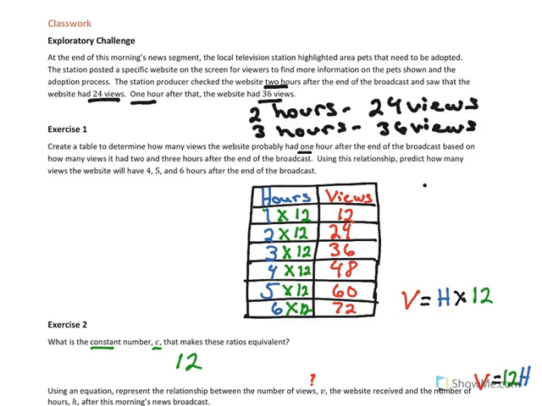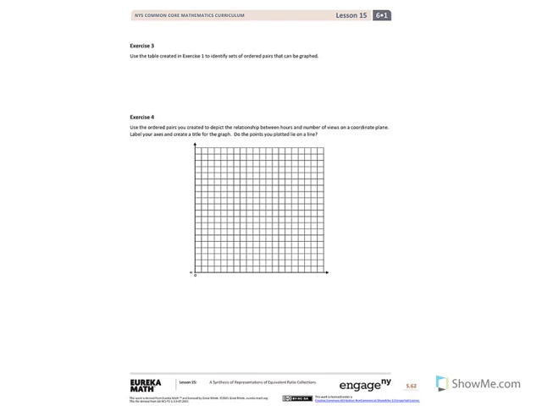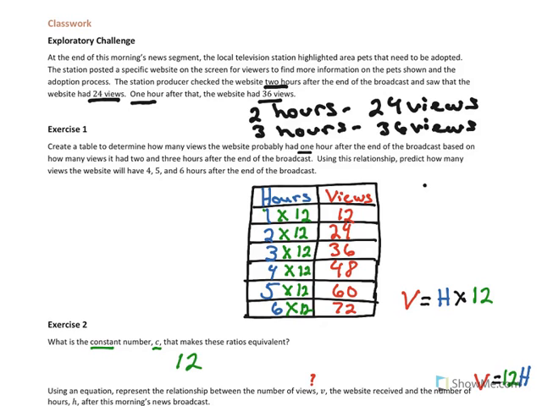Okay, let's go on to exercise 3. Exercise 3 is asking us to use the table that we created in exercise 1 to identify the sets of ordered pairs that can be graphed. They want us to come back to our table and write ordered pairs. Now hopefully we can remember that ordered pairs are written with an X and a Y inside parentheses.